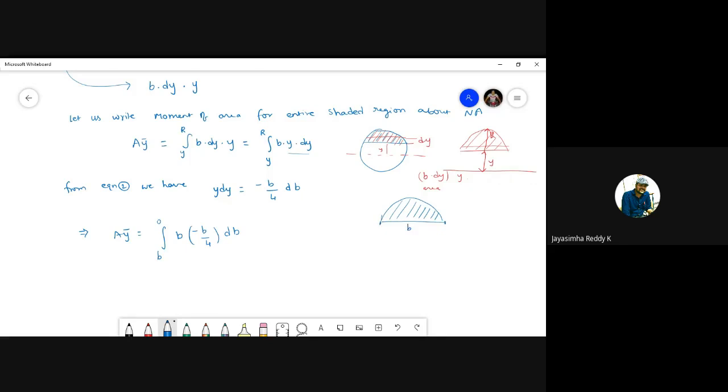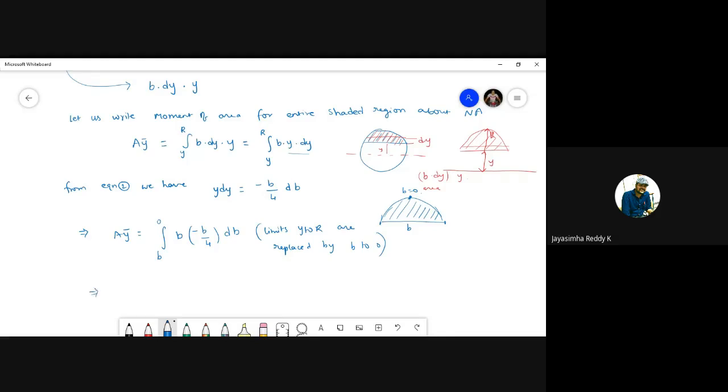As the strip moves on, what happens to b here, students? b becomes 0. So the upper limit is 0 and lower limit is b. So integral over b to 0. I have changed these limits, y to r are replaced by b to 0. Why have I replaced is because there is no y term here. Y term is replaced by b. So I have replaced limits from b to 0.